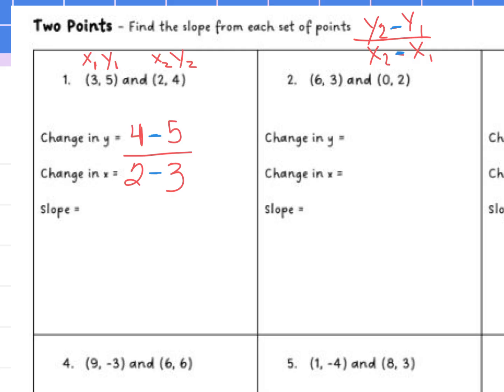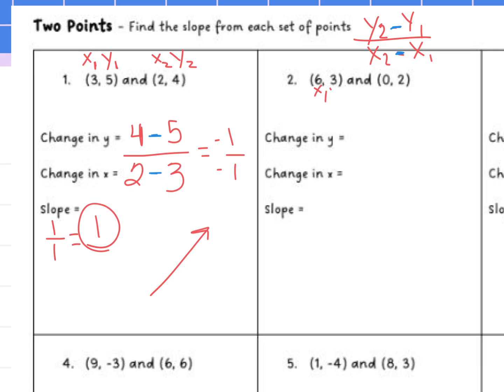All right, so we got negative 1 over negative 1. If you did it in your head or used your calculator, it will tell you just 1. We can also write 1 over 1. Both of these are the same thing. What kind of line is this? Is it going up, down, flat, or vertical? Up. Very nice.